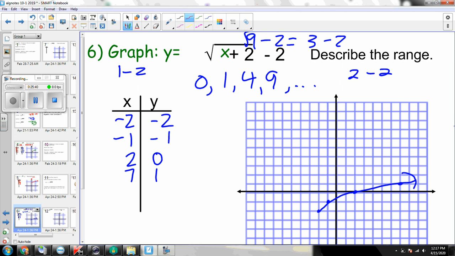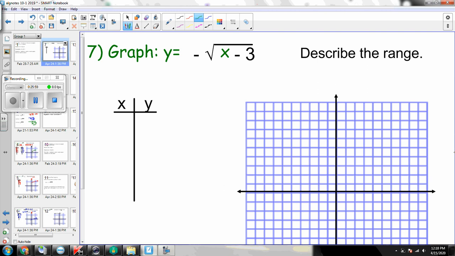Now I'm describing the range. The range are all my y values. So what's the lowest y value? It's a negative 2. So my range would be all real numbers greater than or equal to negative 2. My y values can be any number negative 2 or higher.